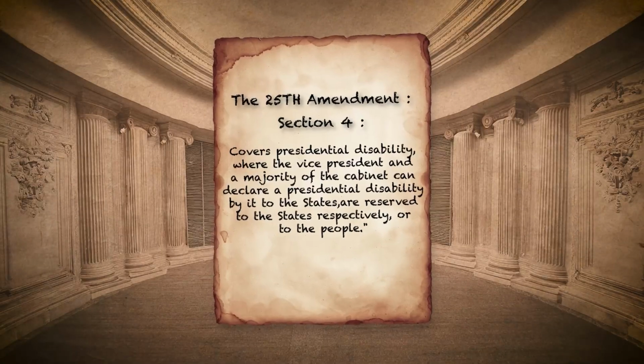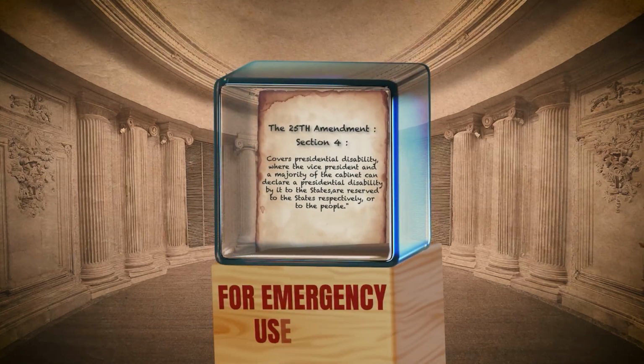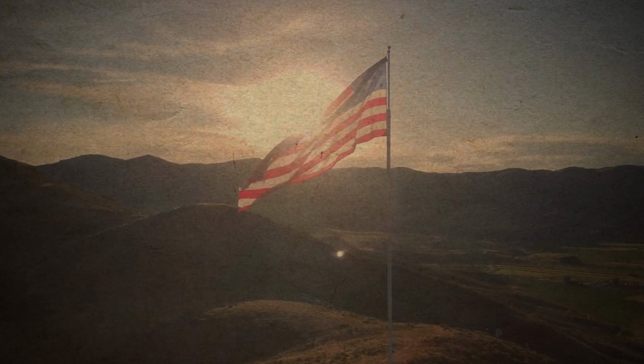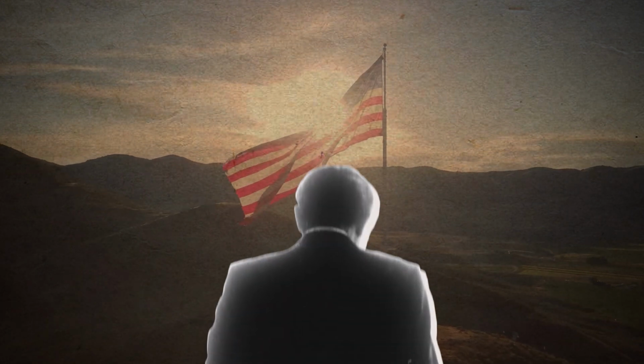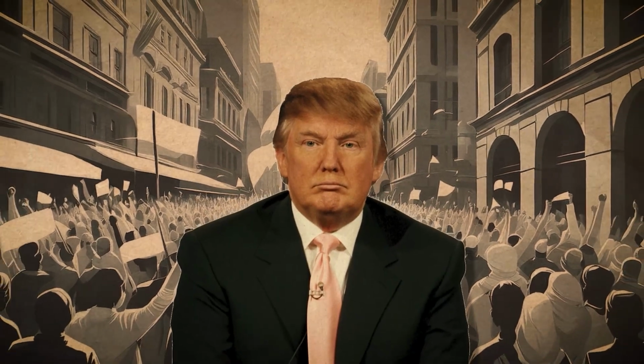Section 4 of the 25th Amendment is the constitutional equivalent of a glass box labeled "break in case of emergency." It's meant to be a last resort when the country faces a dire situation where the president is no longer fit to lead, but refuses to step down voluntarily.